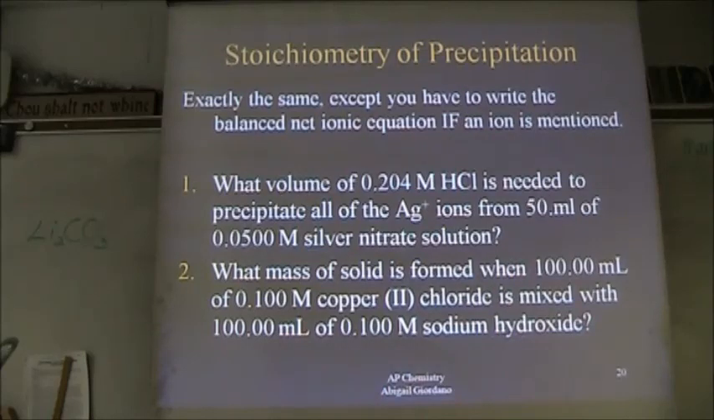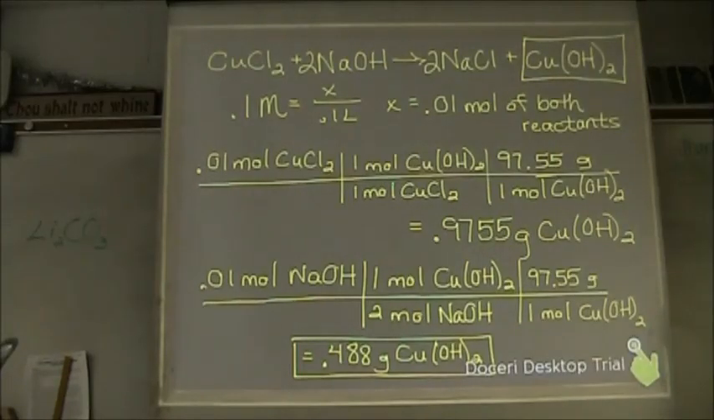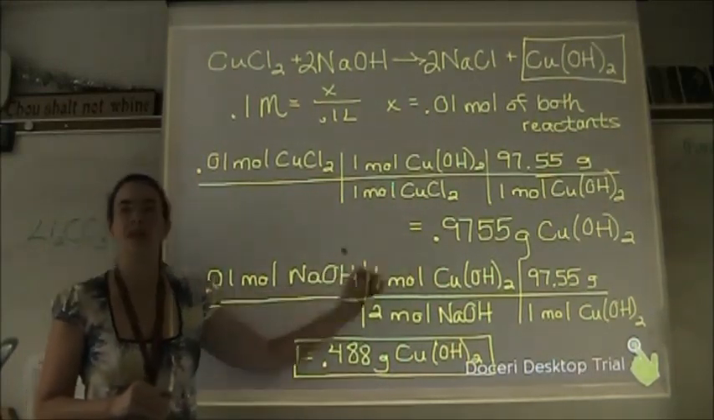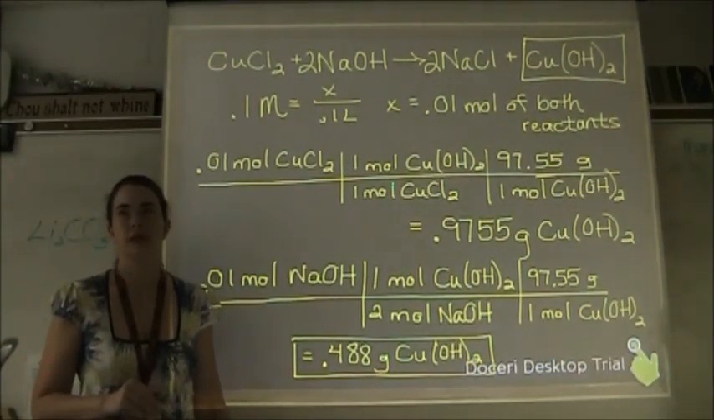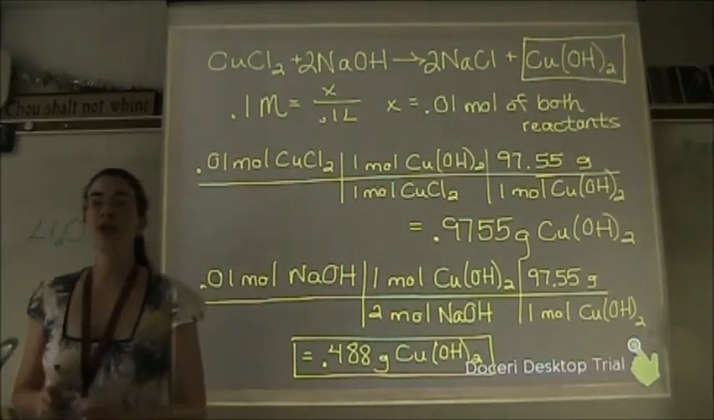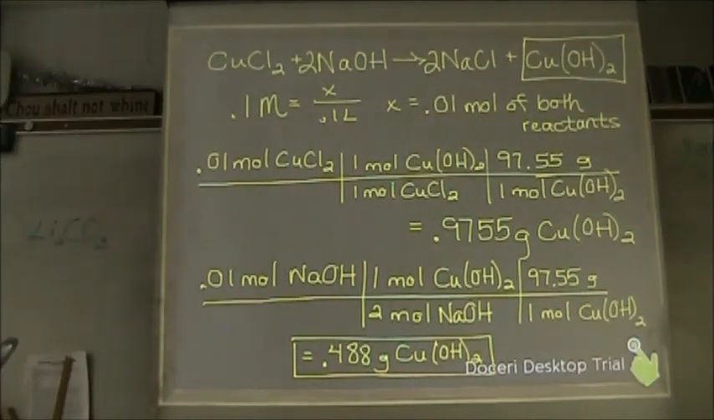What's the first thing you should do? Write out a balanced equation. So there's number 2 in all its glory. How did I know which answer was the answer? The smaller one. In a limiting reactant problem, and a lot of you miss this, you have to do 2 calculations.